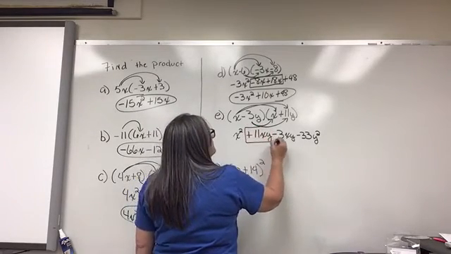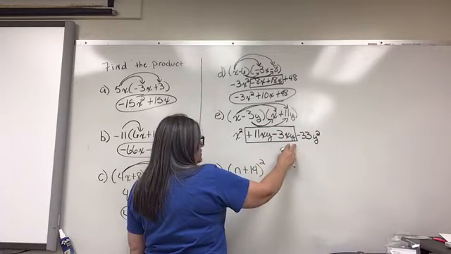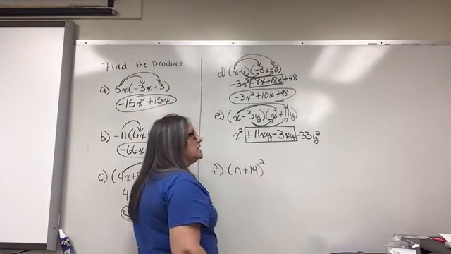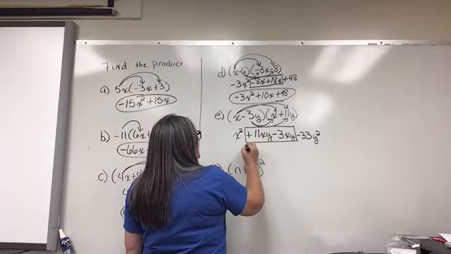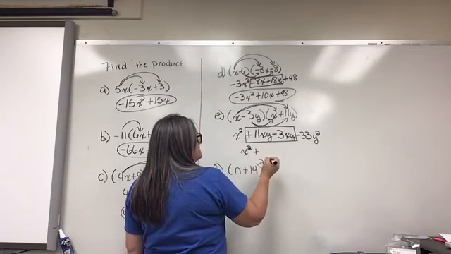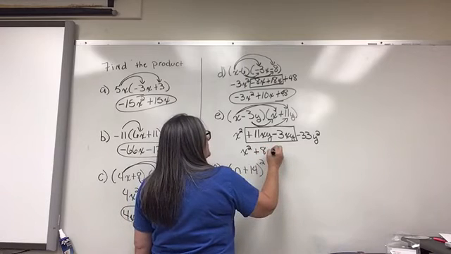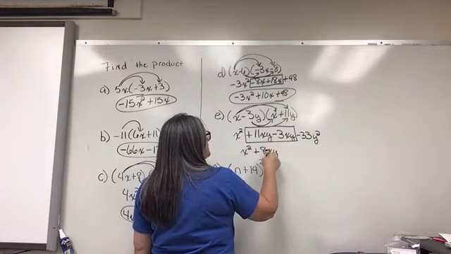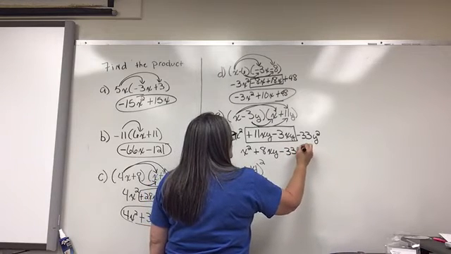Again, I have these middle terms that have the same variables, because I have two, to the same degree. So I can combine those things. So I end up with x squared plus 8xy, because 11 minus 3 is 8, minus 33y squared.